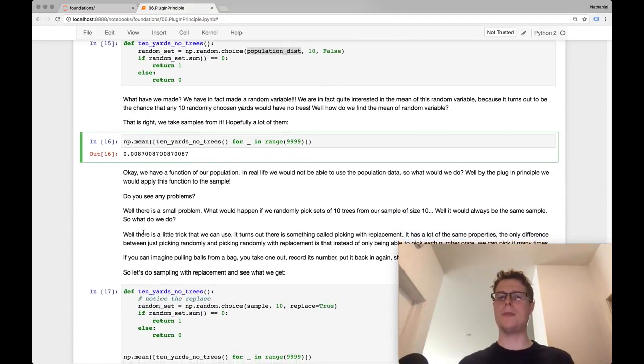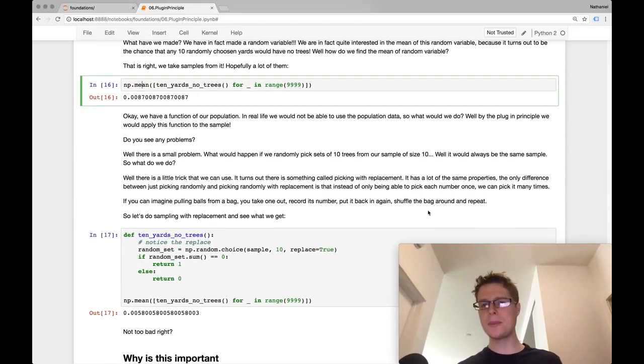So there's a small problem. What if we randomly pick 10 trees from our sample that is size 10? Well, it would be the same sample. In fact, it would be no variation. In fact, it would always return that it has some trees in it because our sample had some trees in it. There's a little trick that we can use to get away with this.